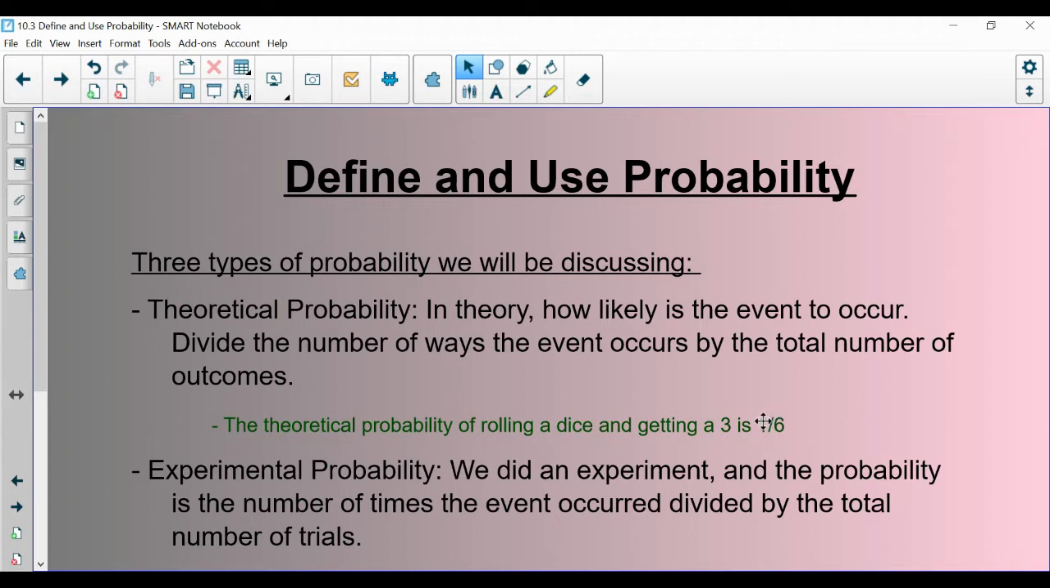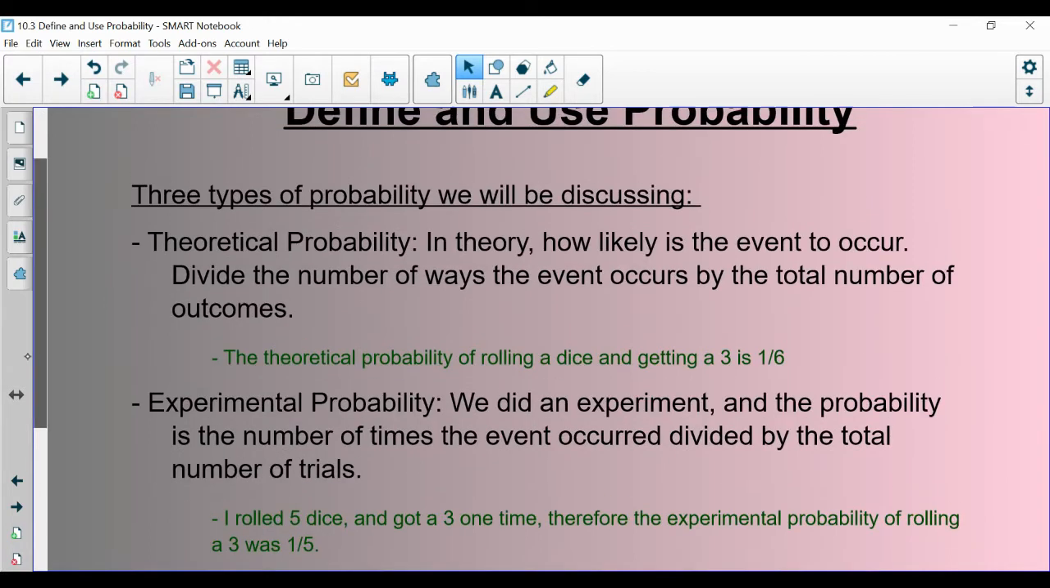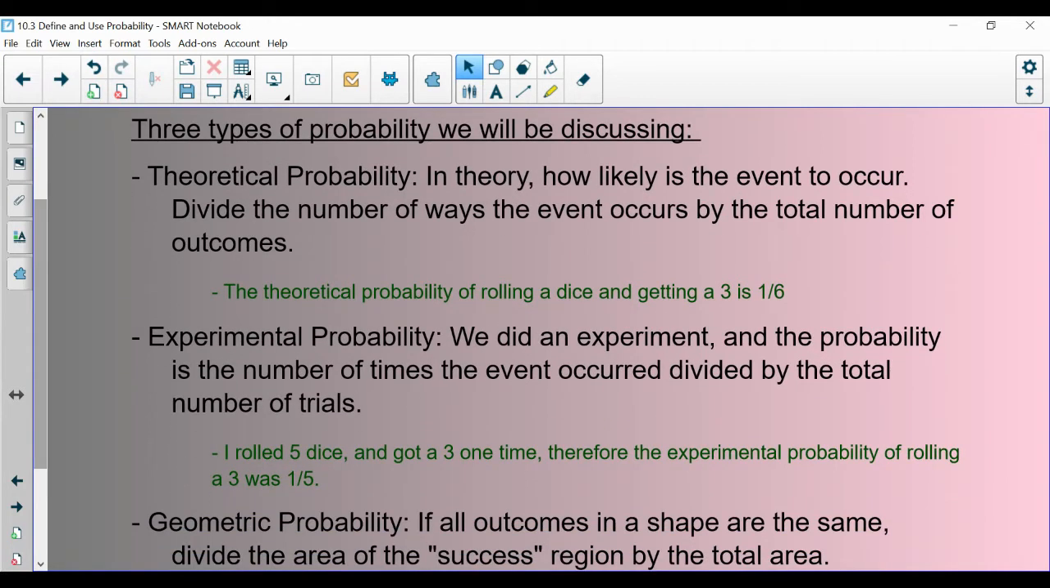There's 1 success if I'm trying to roll a 3, and 6 total options. That's a very common use of probability for us in everyday life. We also use this kind of interchangeably with experimental probability.